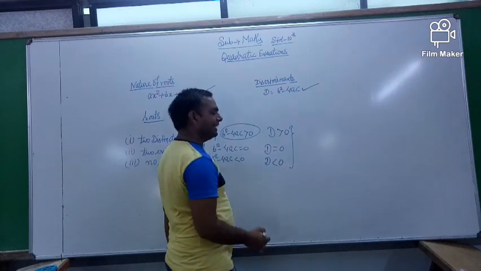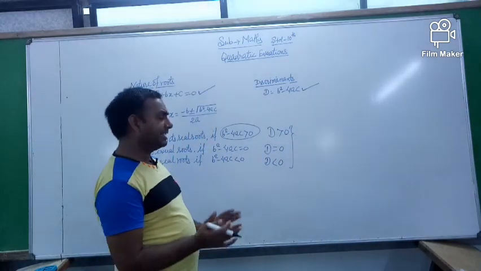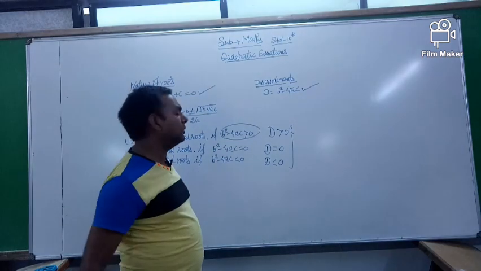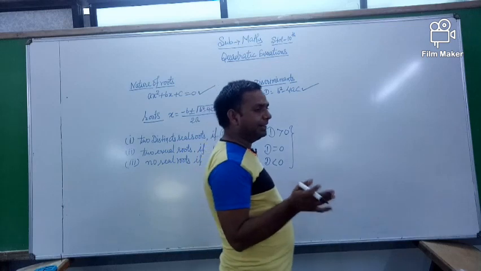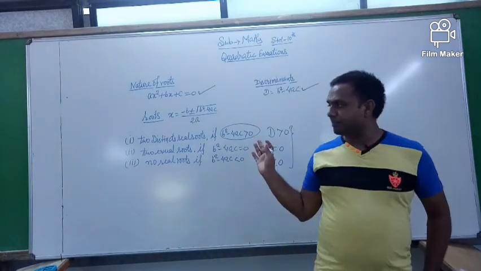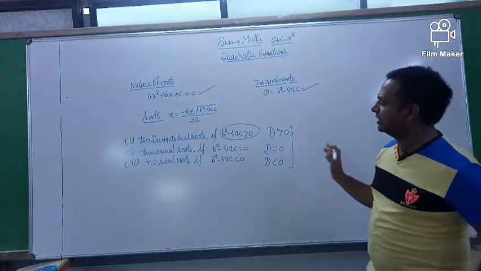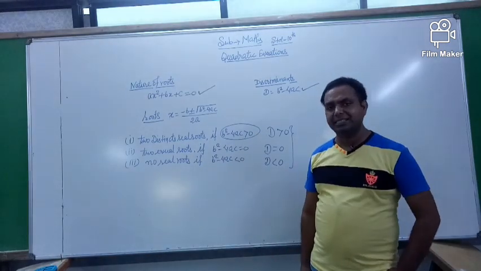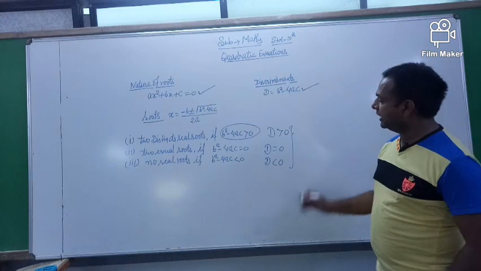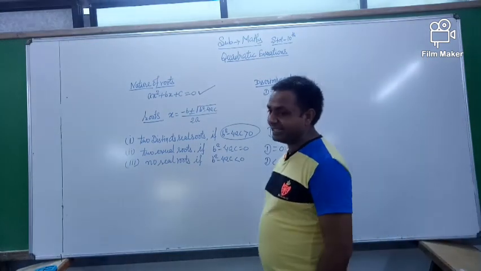So here are the three conditions. First condition is that D is greater than 0. Second condition is that D is equal to 0. And third condition is that D is less than 0, where D is the discriminant. This is a very important point, because every year questions related to these conditions are asked in the board examination. So listen carefully, I will repeat it again.